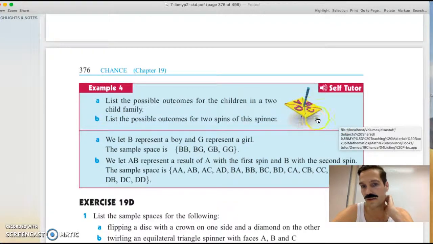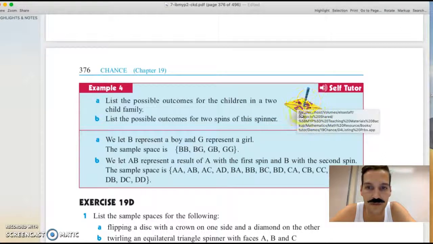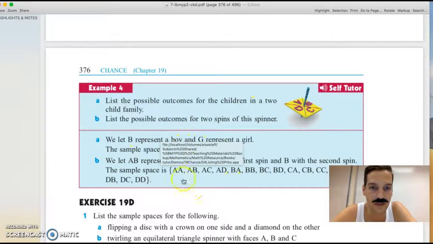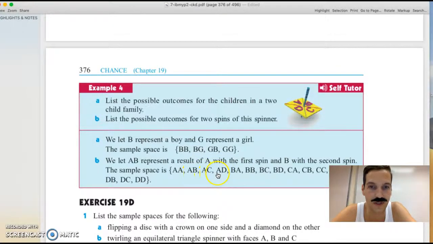Okay, so we can obviously see that there's 4 different options here, but remember there's 2 spins. So either we could get as our first spin A, and then we go through all the other possibilities. So first spin A, second spin A, first spin A, second spin B, first spin A, second spin C, first spin A, second spin D. Hope you're realizing that the second letter represents the second spin, the first letter represents the first spin.